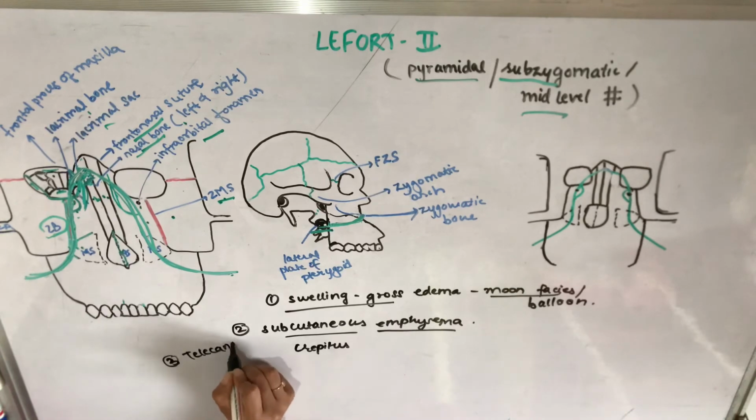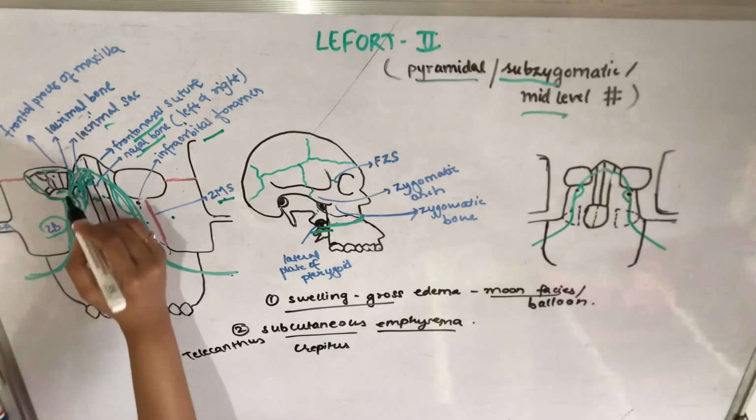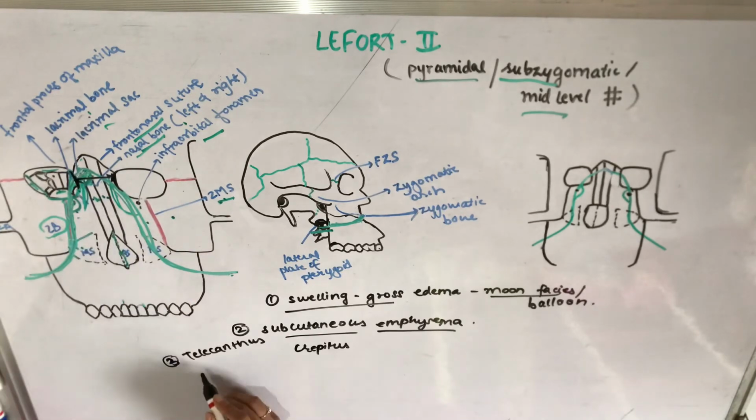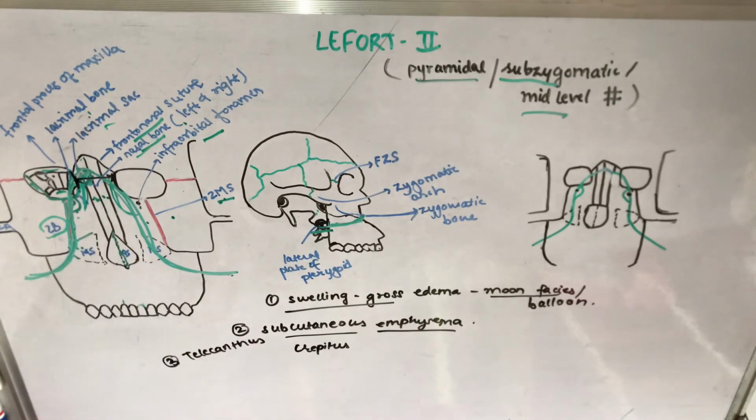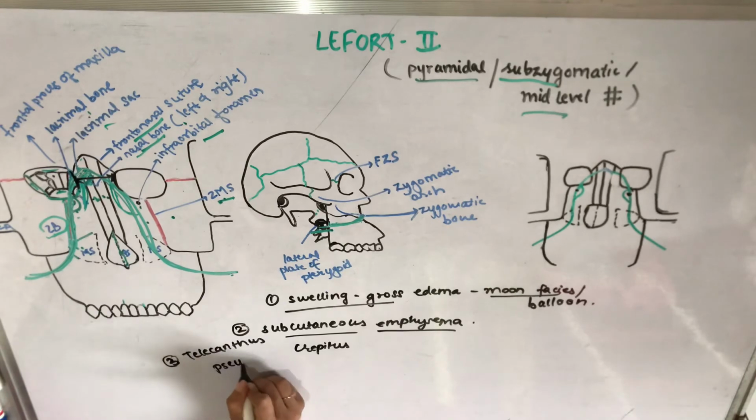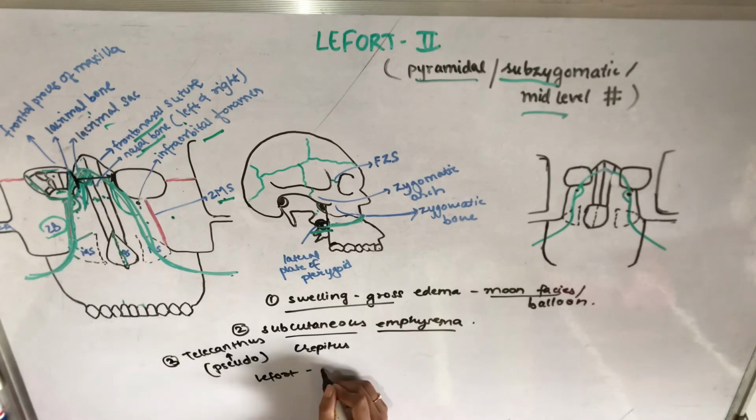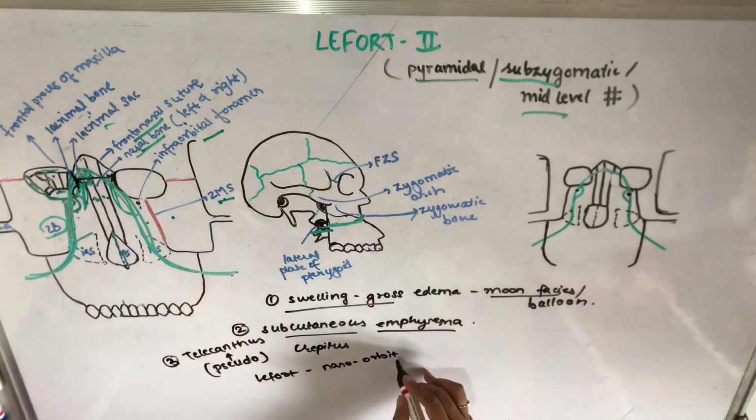Now the next point is you will see telecanthus. Now what is this telecanthus? Telecanthus is nothing but the increased distance between the canthus of the eye. So this is your medial canthus. The distance between them is increased, and that is telecanthus. Usually there is a swelling present over the nasal bridge, and it may give the illusion of telecanthus, and that is pseudotelecanthus. So in Le Fort 2 you will see pseudotelecanthus, but in Le Fort 3 you will see true telecanthus, and this is when there is involvement of the naso-orbital and ethmoidal fracture.